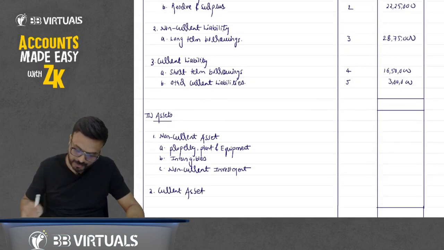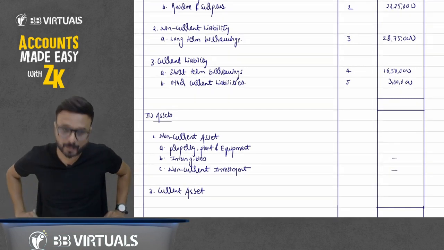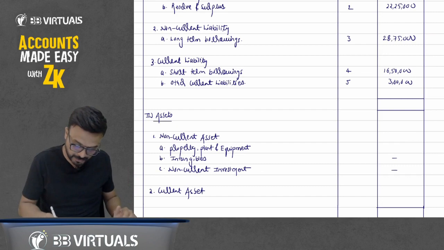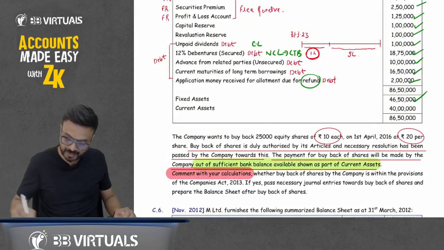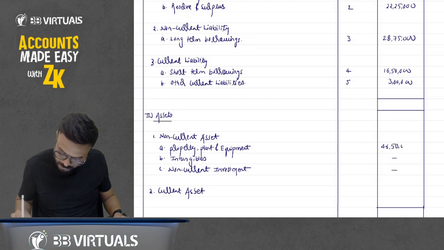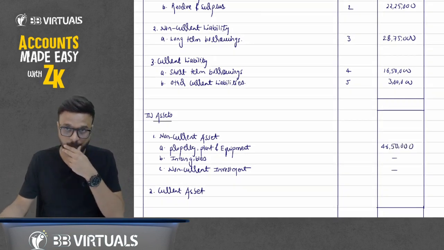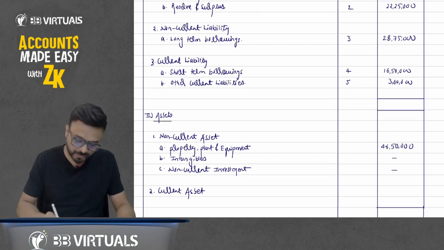Okay. Now there is no intangible asset, there is no non-current investment here. How much is the property, plant and equipment which is given in the question? It is 46 lakh 50,000. So write down here property, plant and equipment 46 lakh 50,000.